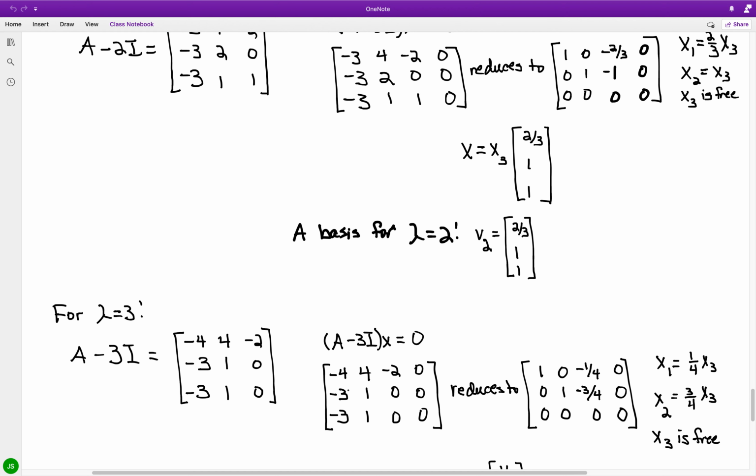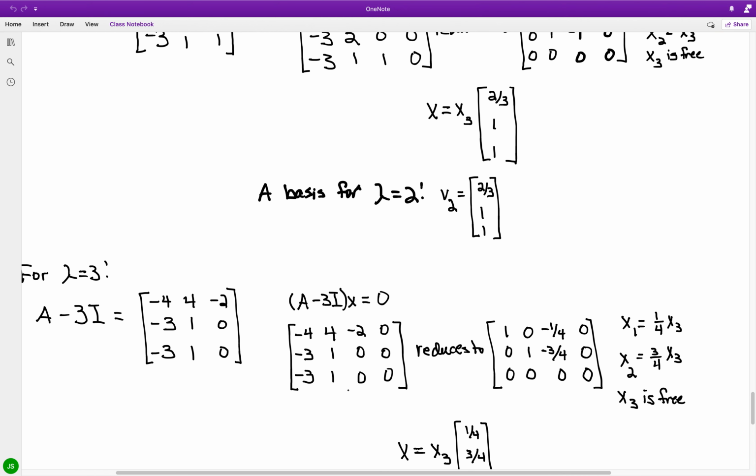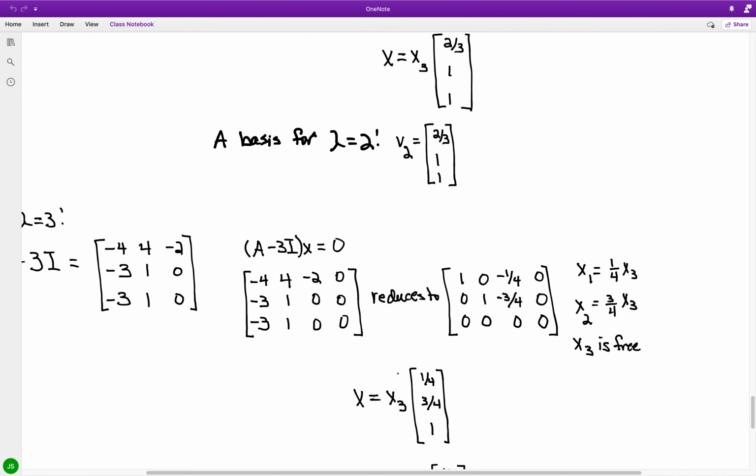And looking for the third eigenvalue 3, we have A minus 3I, so we had this 3 by 3 difference, and taking the difference, multiplying by x, and setting equal to 0, establishing as an augmented matrix, we had the reduced form to be 1 0 negative 1/4 0, 0 1 negative 3/4 0, and again zeros running across. So from the top row, x of 1 is equal to 1/4 of x of 3. From the second row, x of 2 is equal to 3/4 of x of 3. And again, x of 3 is a free variable.